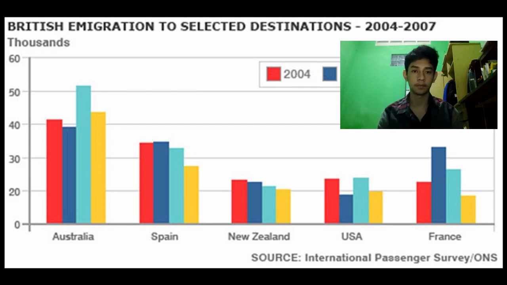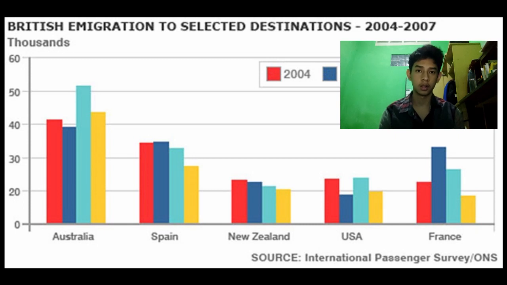According to the chart, Australia remained the popular destination with nearly 40,000 people in 2005, although USA and New Zealand were not popular among British people. France and Spain were selected as the second highest destinations at just 35,000 people in 2005.